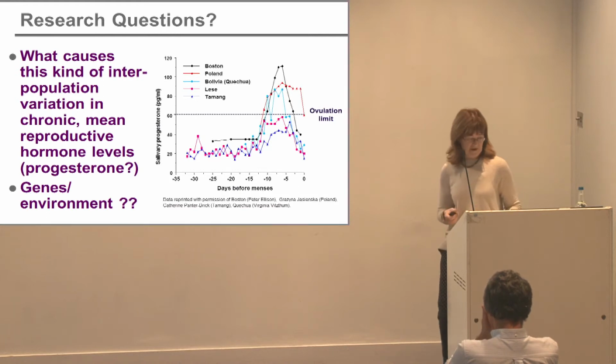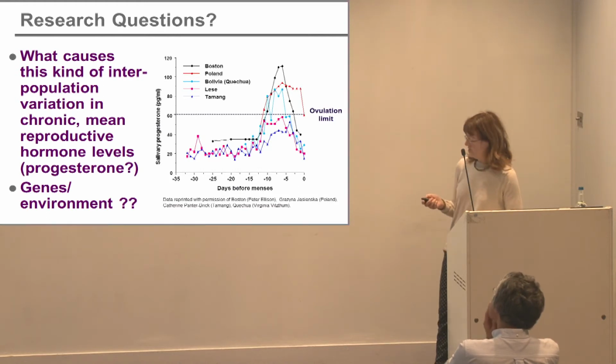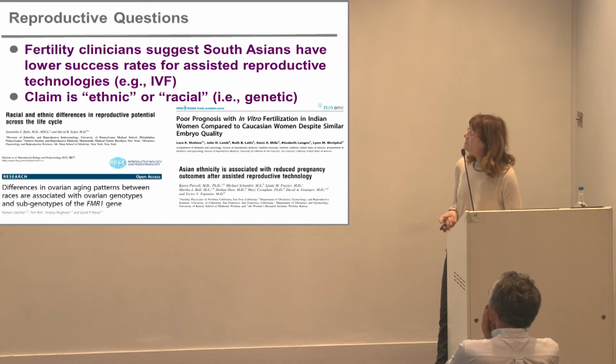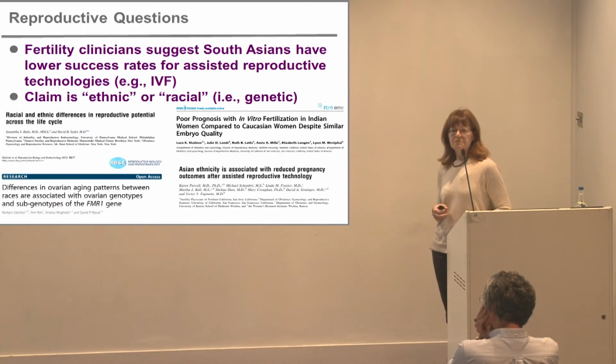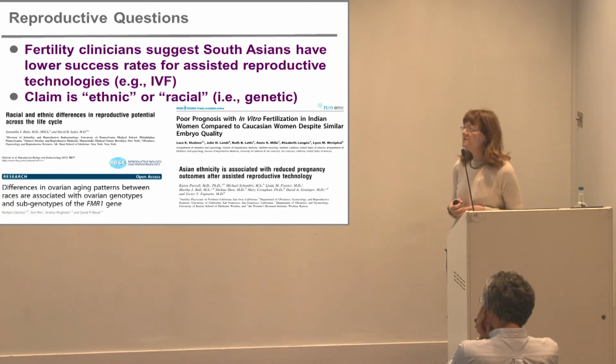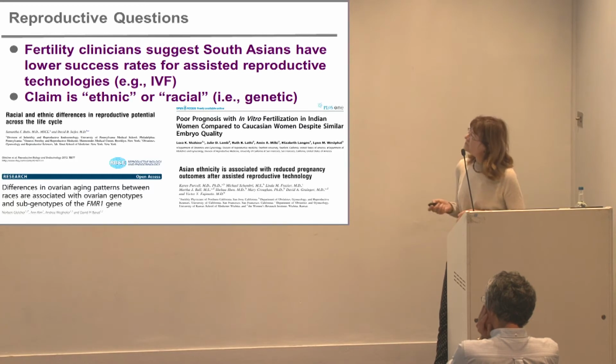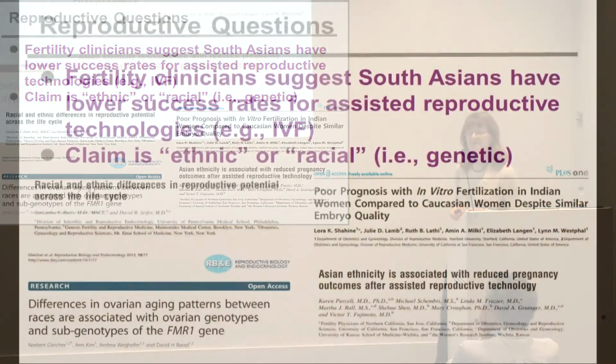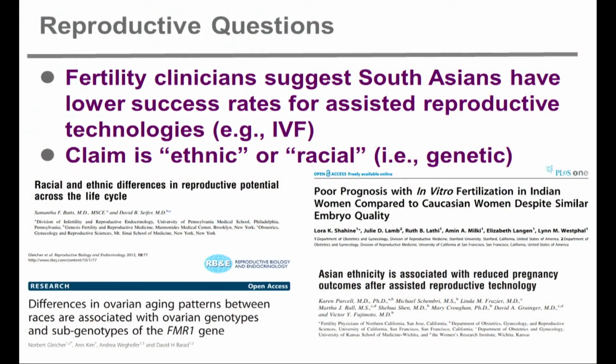So I've been interested in a lot of these questions for a very long time. And then more recently, I was doing some work, and I'll talk more about this in a minute, about reproductive aging in women and some of the hormonal markers of reproductive aging. There's a lot of literature I found in different fertility journals, mostly from people who work in assisted reproductive technologies, so things like IVF.